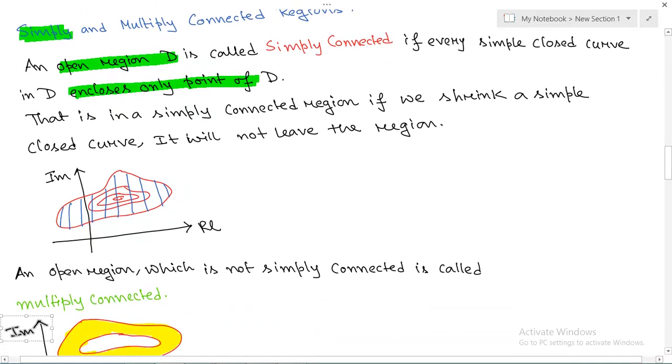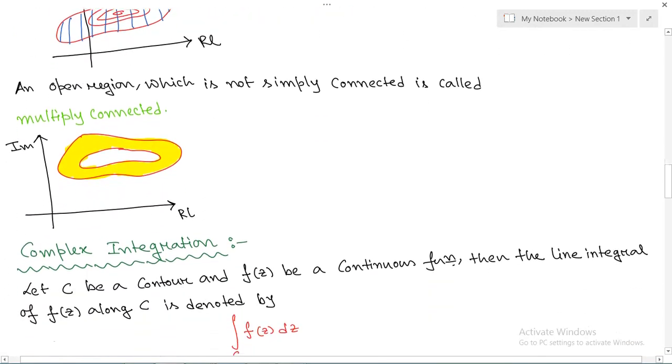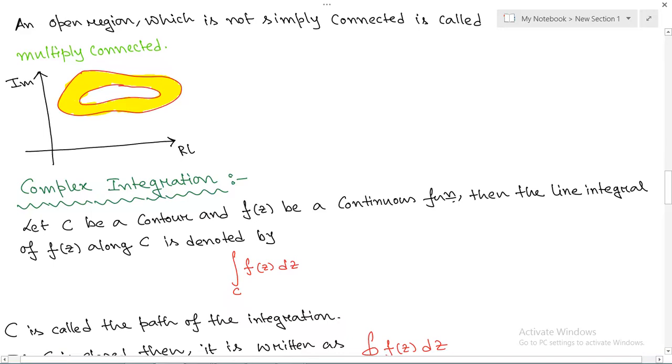Now the regions which are not simply connected are said to be multiply connected regions. For this example, I have given this curve. Here the annular portion shaded in yellow is our region, but it is not a simply connected region. It is a multiply connected region.